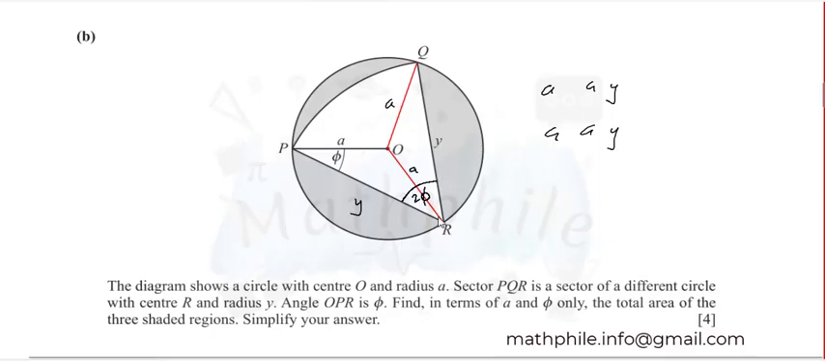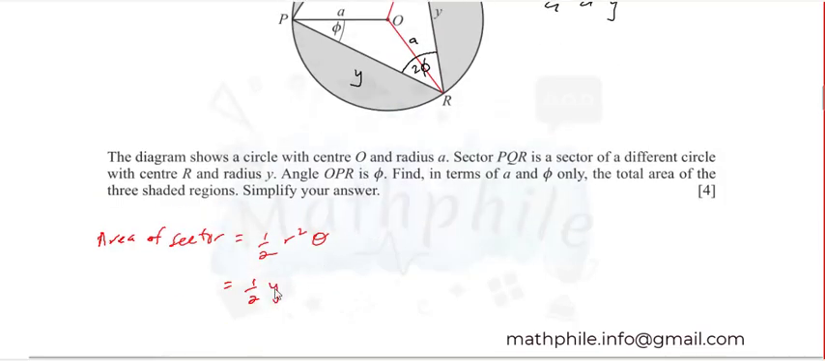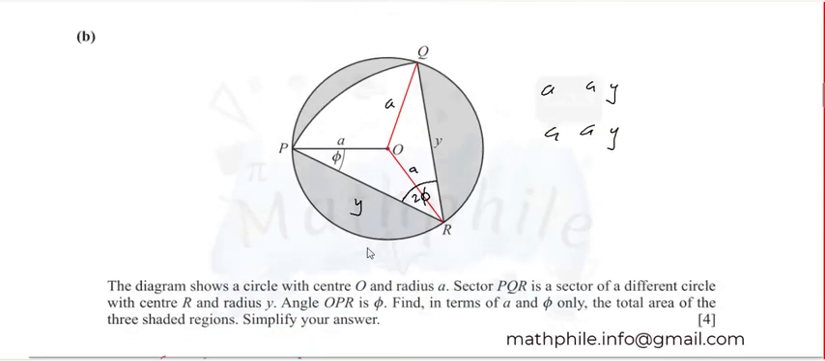Now that we've established that, we can easily find the area of the sector. The area of the sector should be equal to 1/2 r squared theta. That's the formula for this. The radius for that circle will be y, so 1/2 y squared, and theta in this case is going to be 2 phi. So this cancels out, leaving you with phi y squared for the area of the sector. This is quite uncomfortable because we are told to write it in terms of phi and a only, and not y. So we'll have to do something about it.